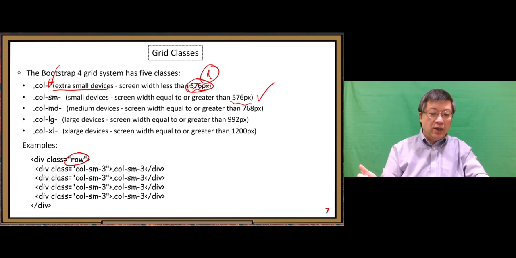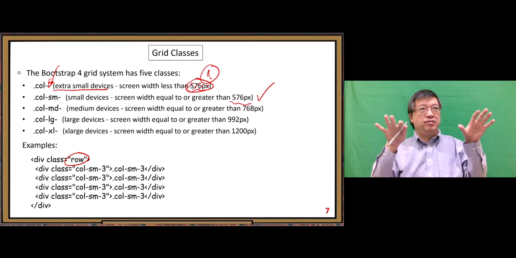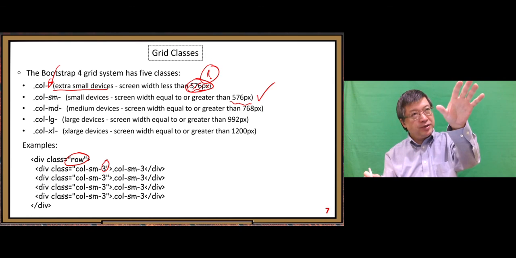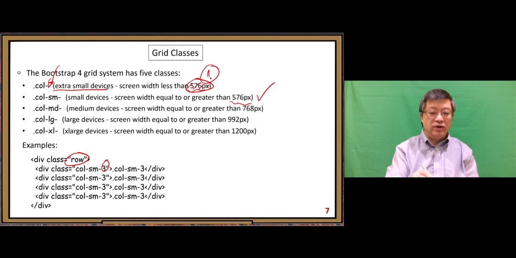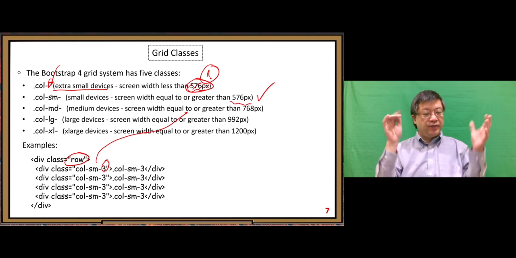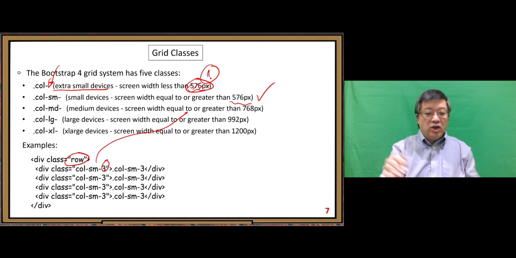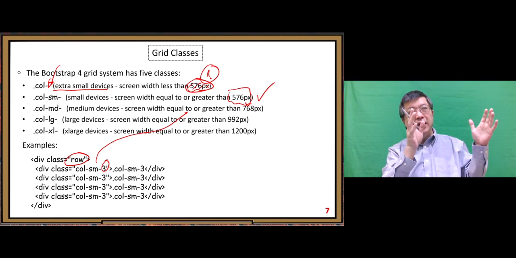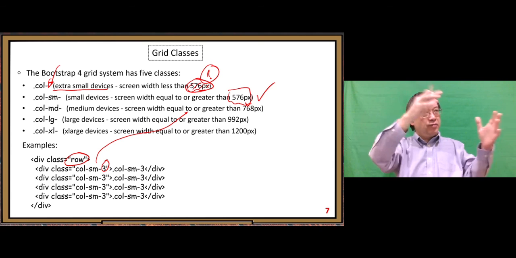In the row, we put 4 columns. Each column spans 3 units, 3, 3, 3, 3 units, for the small screen size. Originally, the default is for small devices of this size, the original design. Then when you change the screen, it will adjust accordingly.